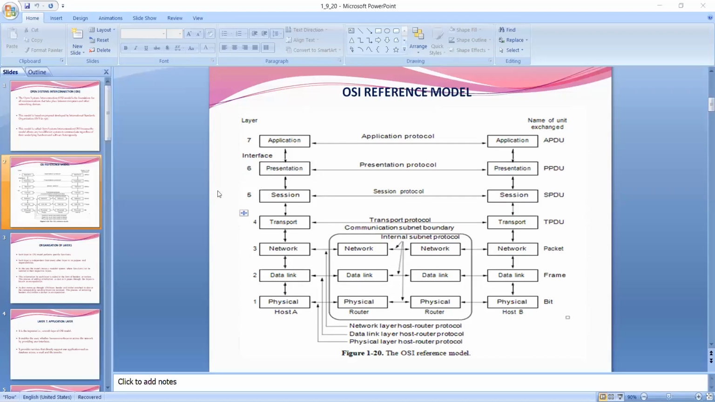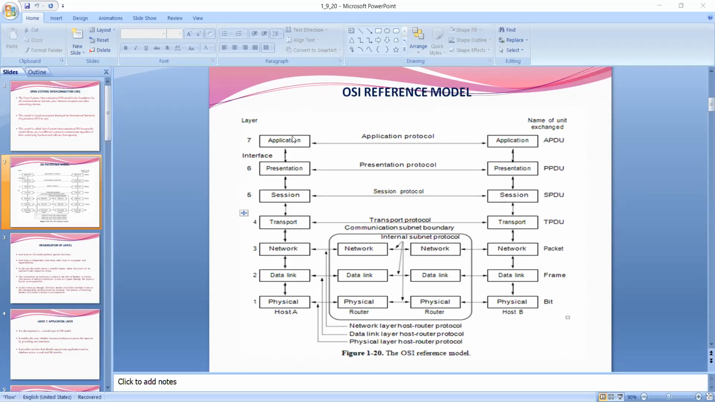Here you have to remember one thing, that host A consists of 7 layers and host B consists of 7 layers, and these are located in 2 different locations. Here in the application layer, whatever data is to be sent to host B is transferred from the application layer to the presentation layer, then to session, then to transport. Like that, in host A, the data starts from the application layer. So remember that very, very carefully.